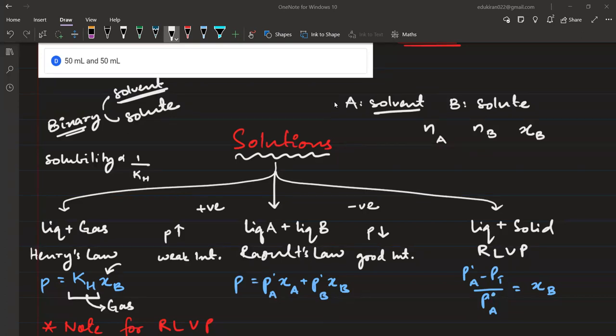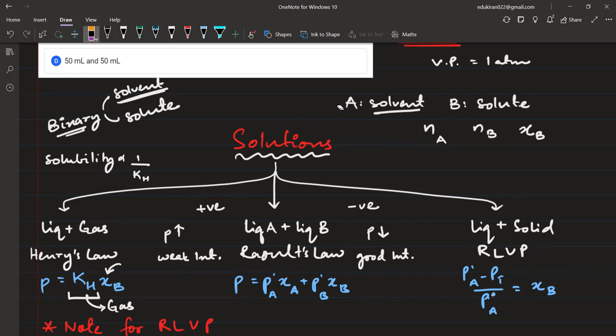Boiling point is not the temperature at which water starts boiling. That is not a definition. What is a boiling point? Boiling point is that temperature at which the vapor pressure is equal to 1 atm. More accurately speaking, vapor pressure is equal to the external pressure.